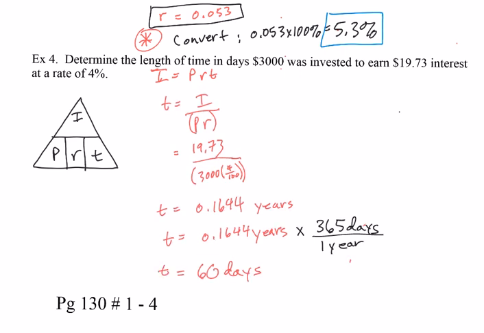So basically you just multiply 0.1644 times 365 over 1, and we get 60 days. Basically the units cancel. That's how you know you got it right.